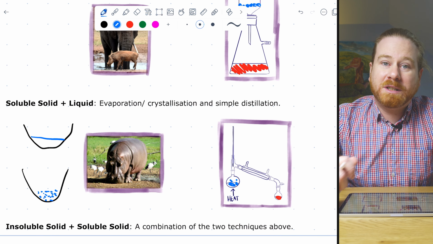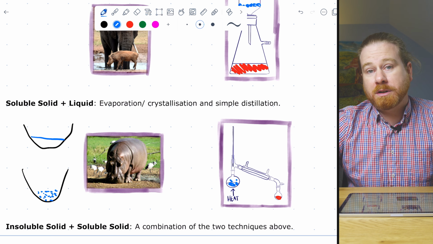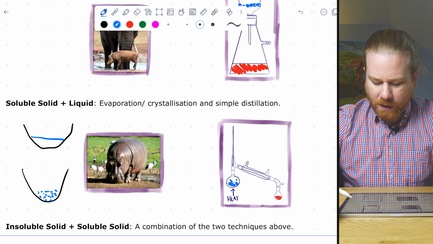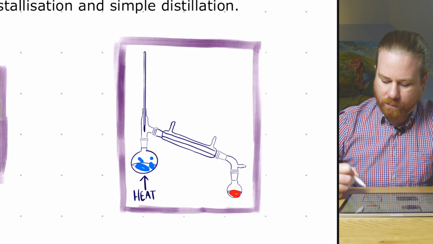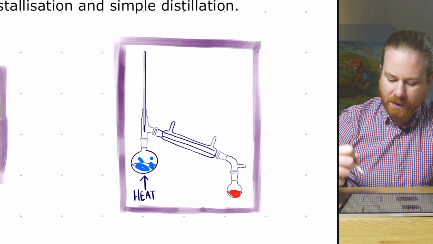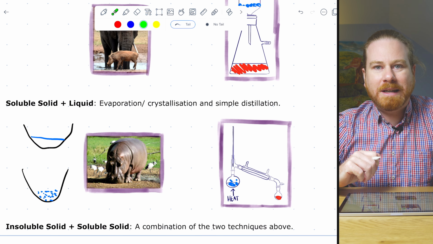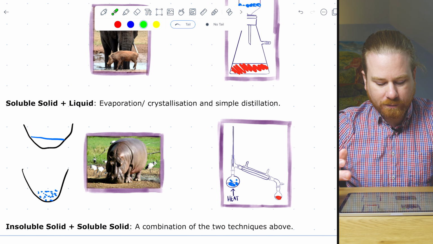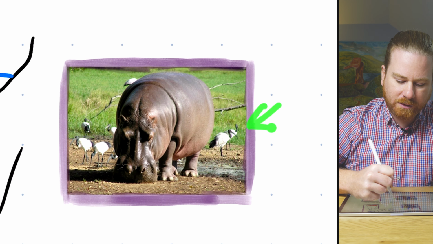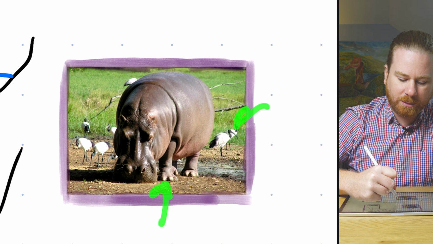With simple distillation, you get both the solvent and the solute. Solvent is just a fancy word for liquid, and solute is a fancy word for the solid. Your liquid would end up over here, and your solid would stay over here. Taking this back to the zoo, if you want to keep both the hippo and the birds, then you would use simple distillation. The hippo is representing the solid, the birds representing the liquid.